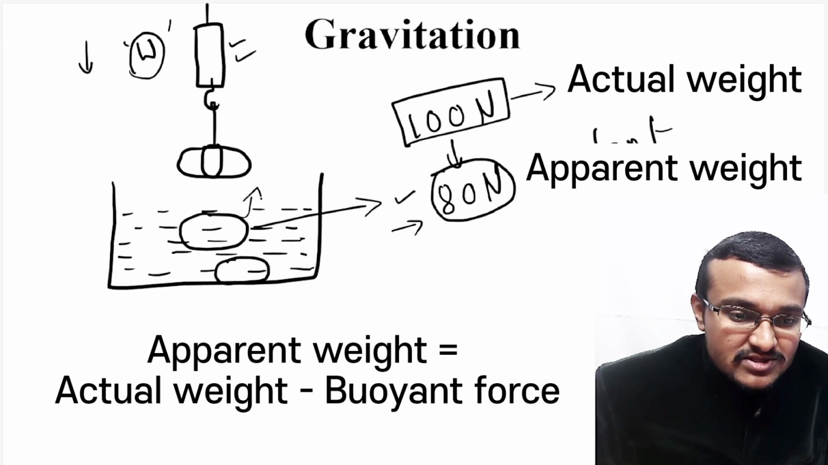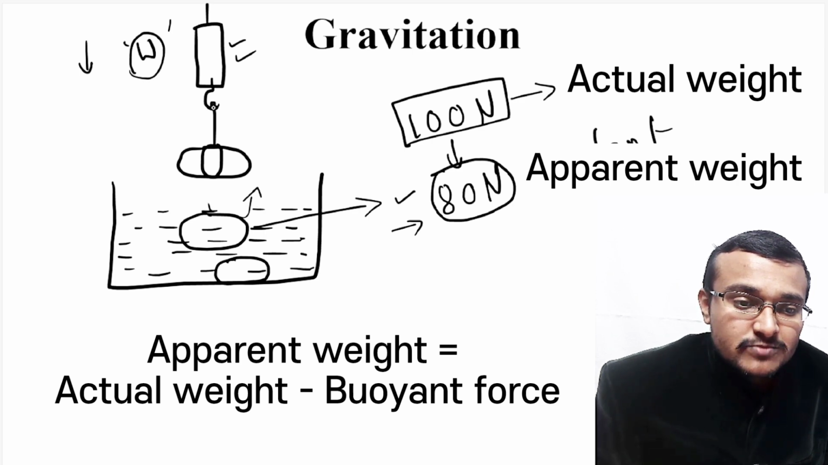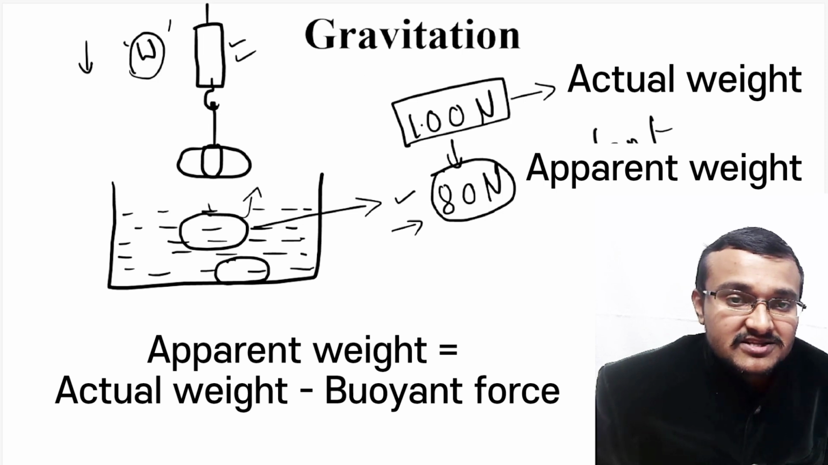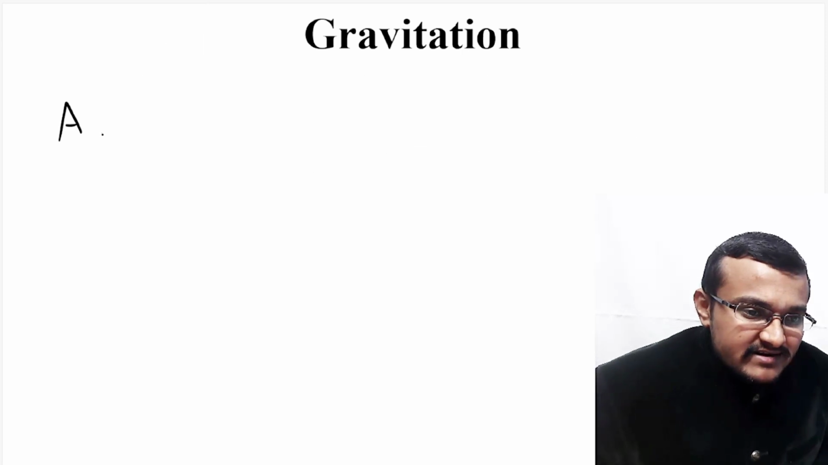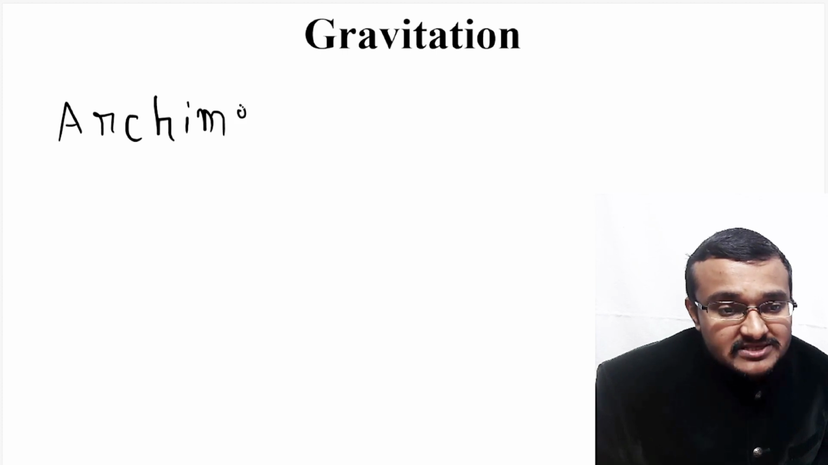The moment you take this particular stone outside, remember this stone should be tied to this thread, and this thread should be tied to this weighing balance so that we can measure the weight of this stone. Now we can try to understand what we mean by Archimedes principle.